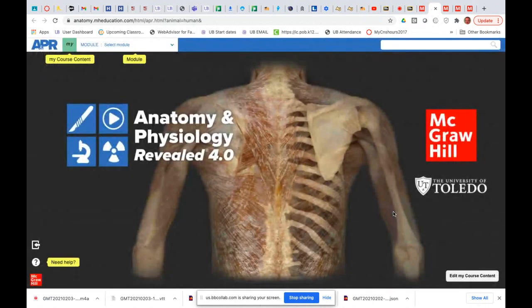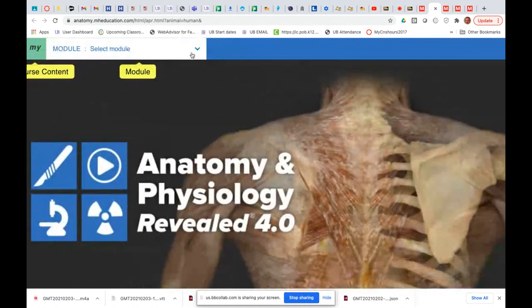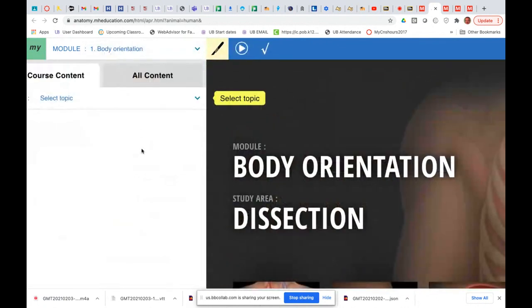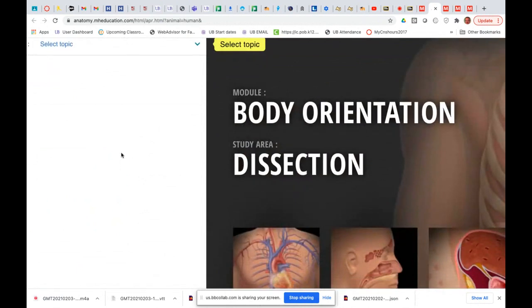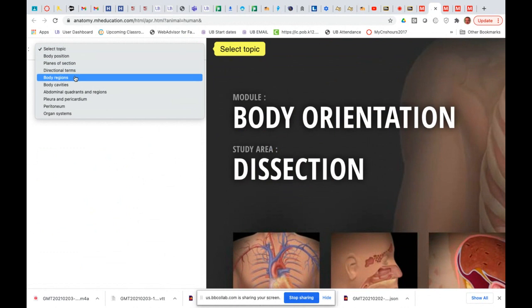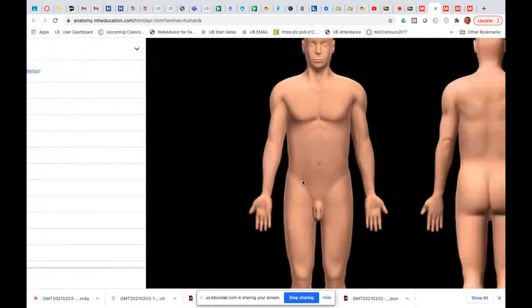this opens up. You're like, all right, what am I supposed to do here? What is this about? So up here on the top, you can select modules. See that right there? When you click on that, for this week, it's body orientation, cells, and chemistry. So when you click on body orientation, we can select the topic and go, okay, let's look at body regions.